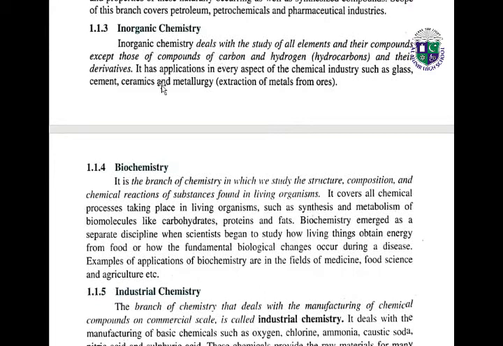Inorganic chemistry deals with the study of all elements and their compounds except those compounds of carbon and hydrogen. We call them hydrocarbons and their derivatives. So in this branch, yes, it will cover the chemical industries such as glass, cement, ceramics and metallurgy, which means extraction of metals from ores.